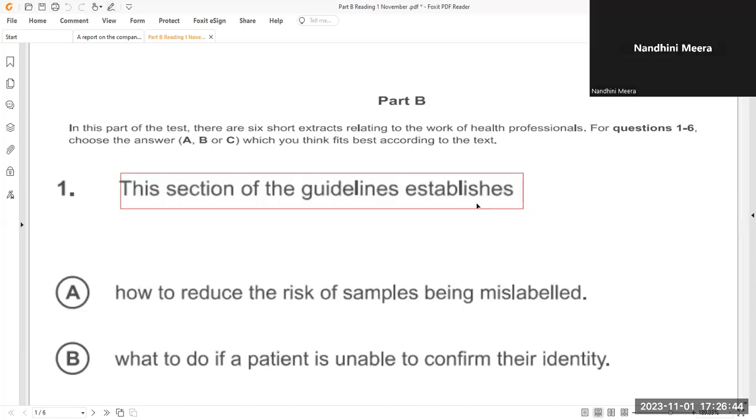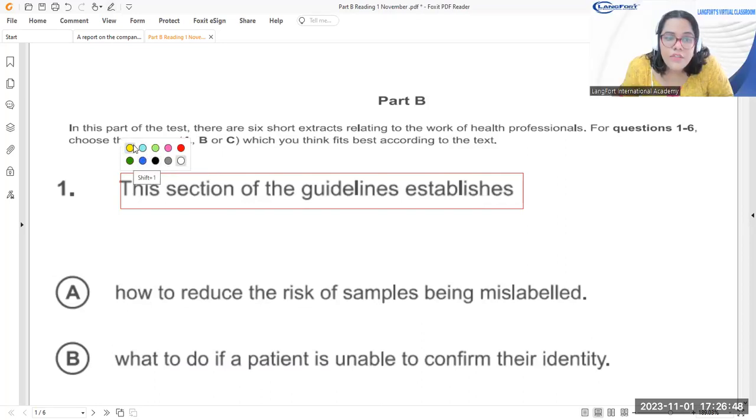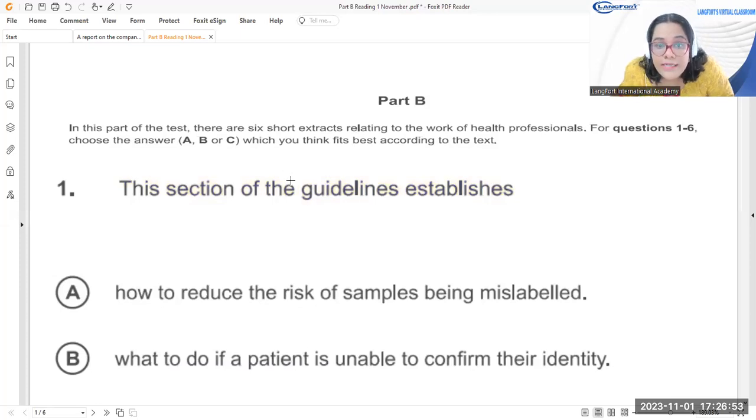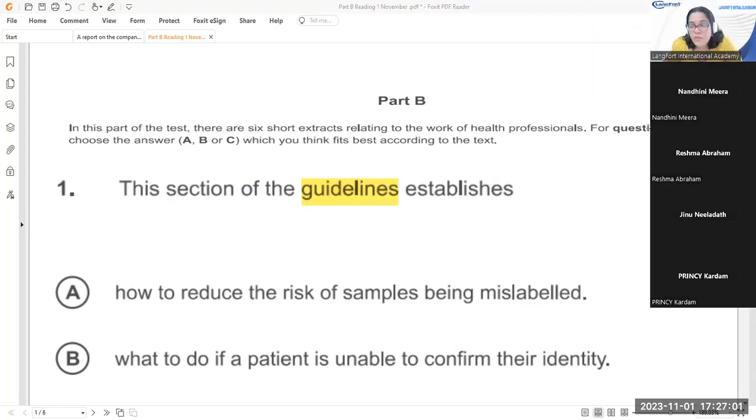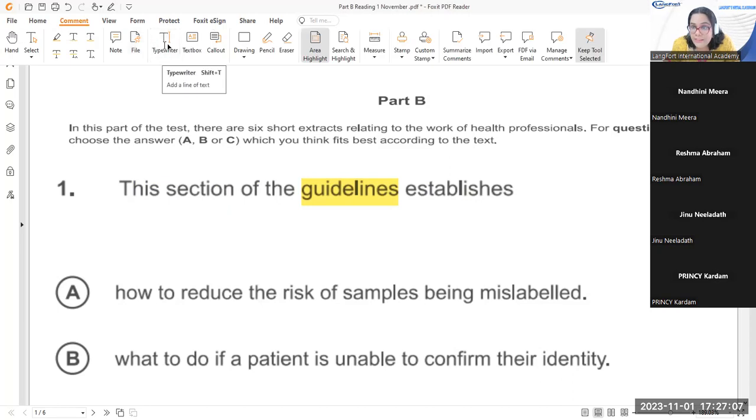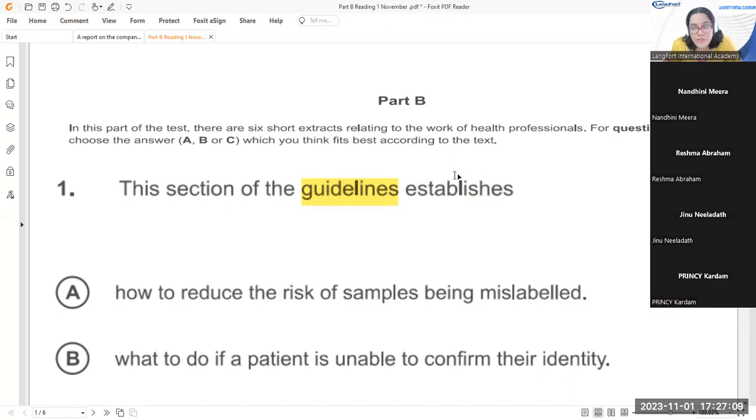Yes, ma'am. This section of the guidelines establishes. So all of you go through the question. This section of the guidelines. So what type of extract are we reading? We are going to read guidelines. This section of the guidelines establishes. I want all of you to go through the question. Tell me, here in this question, what does the word establishes mean? What is the meaning of establishes?